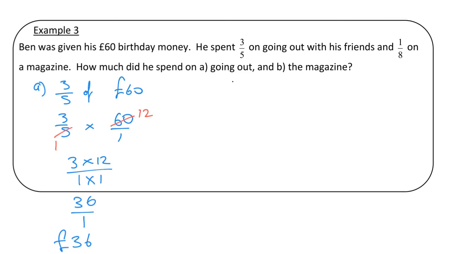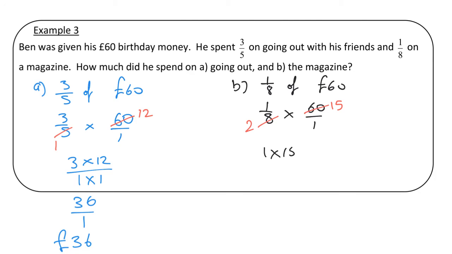And on the magazine, so he spent 1/8 of 60, which is 1/8 multiplied by 60, and again it's going to be 60 over 1. We can cancel 8 and 60 by dividing through by 4 to leave 2 and 15. So multiply across the tops and across the bottoms, you get 1 times 15 over 2 times 1, which is 15 over 2, which simplifies to 7.5.